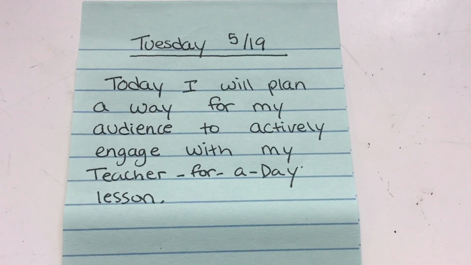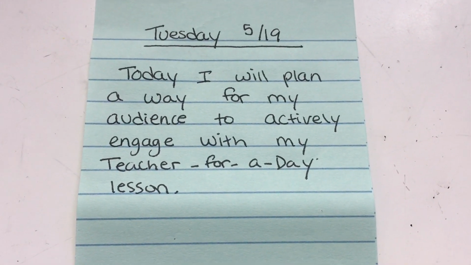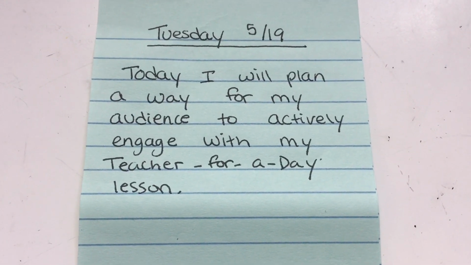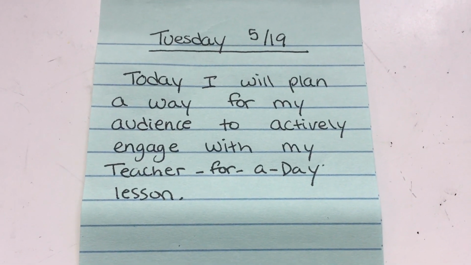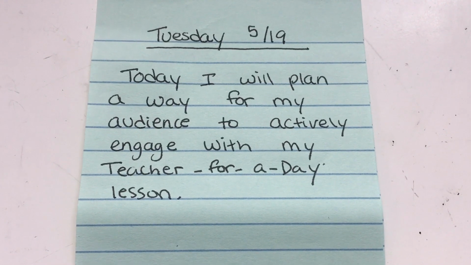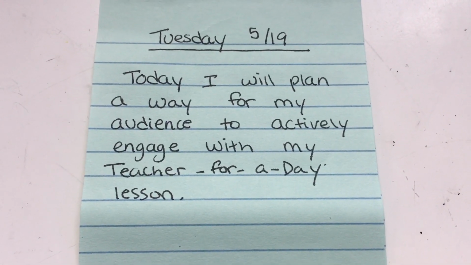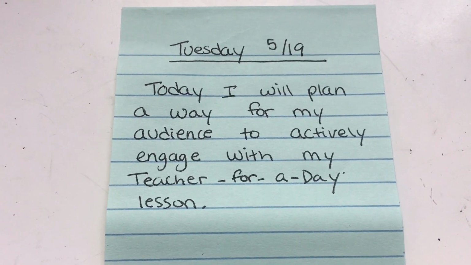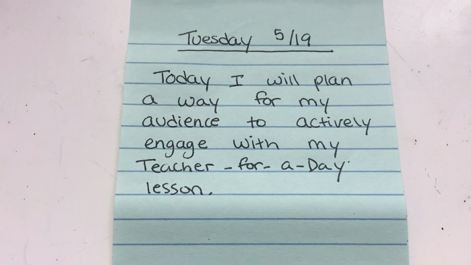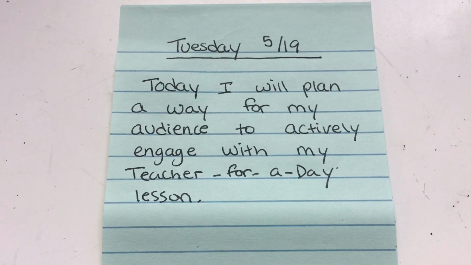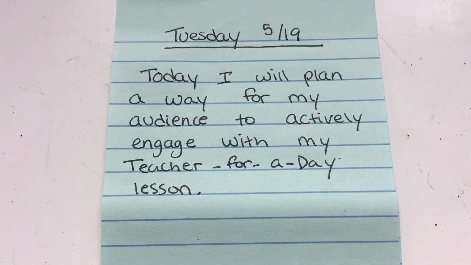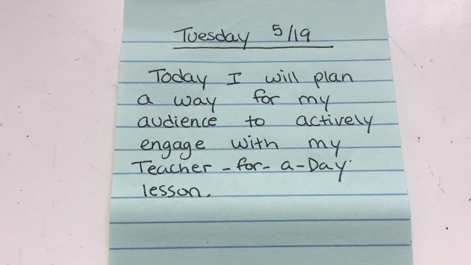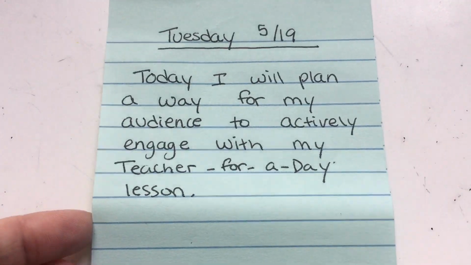Third grade writers, today you're going to plan a way for your audience to actively engage with your teaching lesson. What I mean by actively engage is that I want you to think about something that your audience can do or practice after they have learned from you. So you're going to give them your teaching lesson, and then your audience should have a way of showing what they've learned or practicing what they've learned.